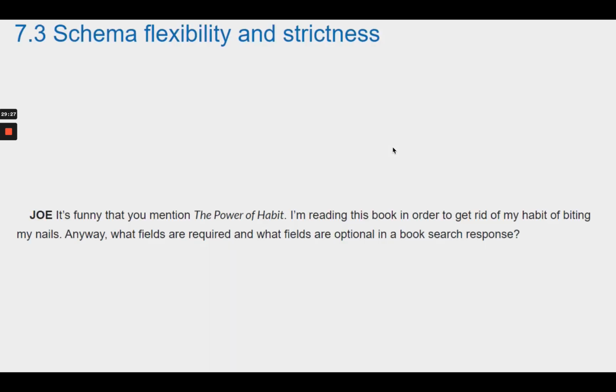Joe, it's funny that you mentioned The Power of Habit. I'm reading this book in order to get rid of my habit of biting my nails.